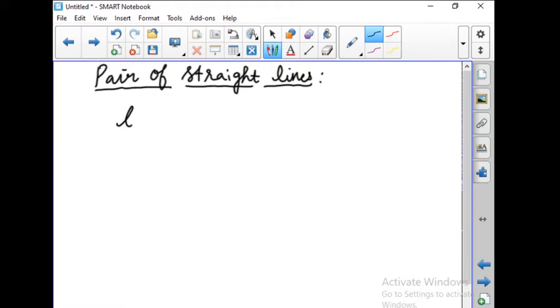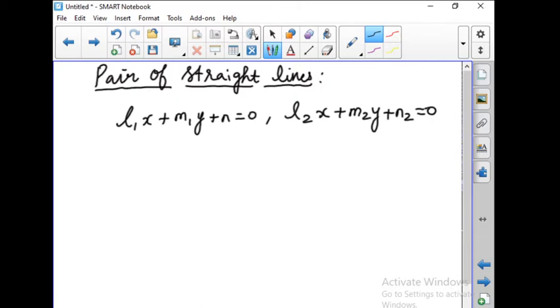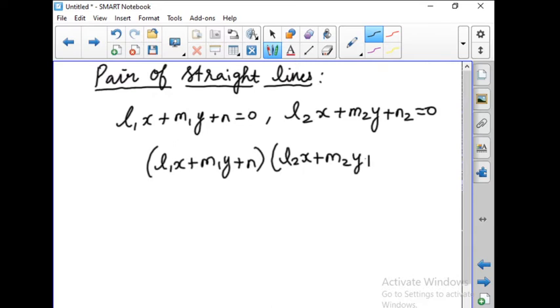For example, consider l1x plus m1y plus n1 equal to 0 and l2x plus m2y plus n2 equal to 0. So this is a straight line and this is another straight line. How can you write the combined equation of the straight lines? The combined equation is (l1x plus m1y plus n1) into (l2x plus m2y plus n2) is equal to 0. This is what we call the combined equation. We multiply the two left hand sides and equate to 0.